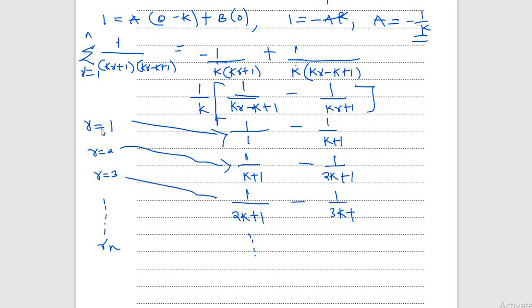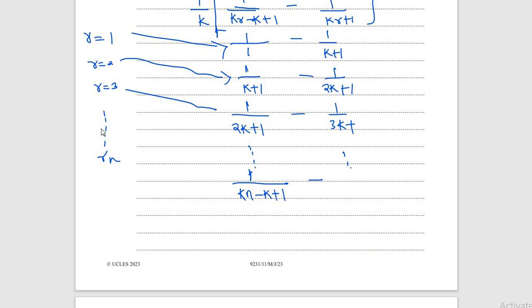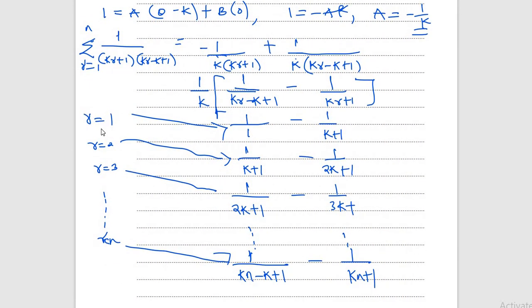To be going like that until R is N. When R is N, we have Kn minus K plus 1 all over 1 over Kn plus 1. Let's see when R is N. This is it. Let's see the trend for me to know what to do.